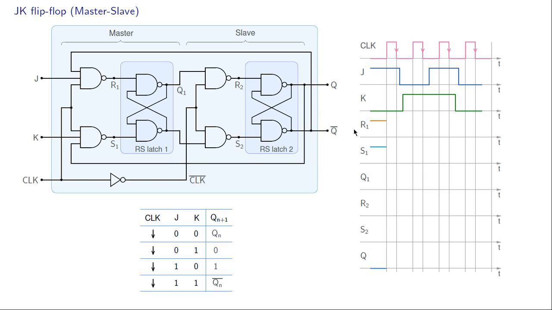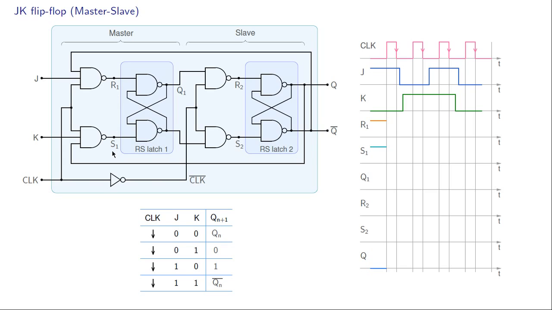As a result of these input conditions, we want to figure out how these variables R1, S1, Q1, R2, S2, Q are going to vary. Q, of course, is the output of the flip-flop. In the beginning, we will assume that Q is 0. Let us start with some observations before we begin with the plot.